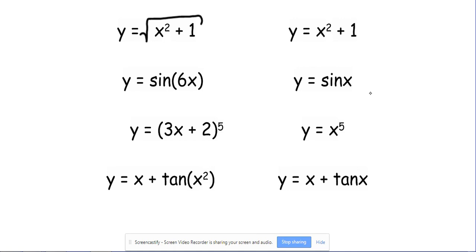So pause the video for a second and just kind of look at the differences between the first column and the second column and why we can't take the derivative of the first column just yet.